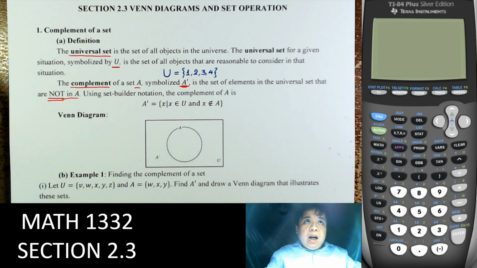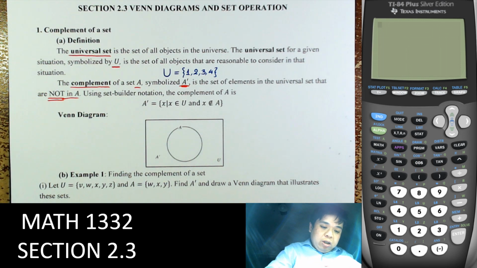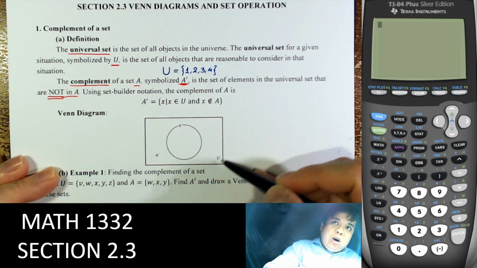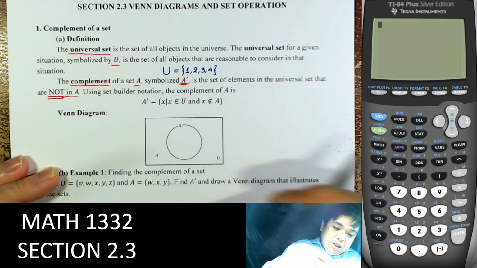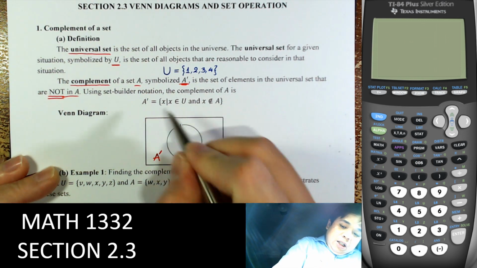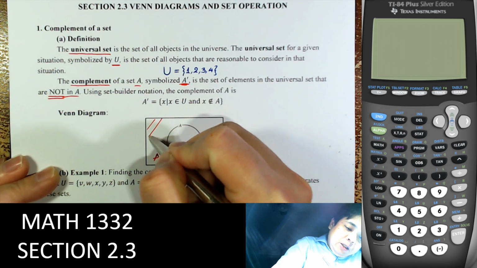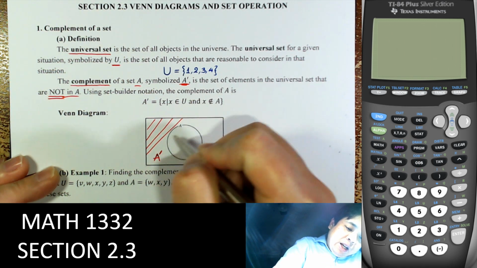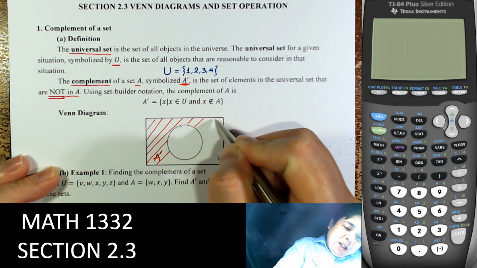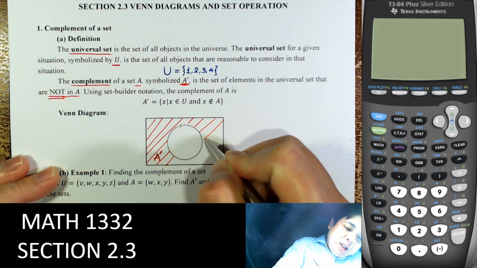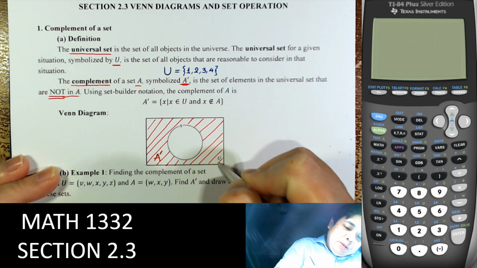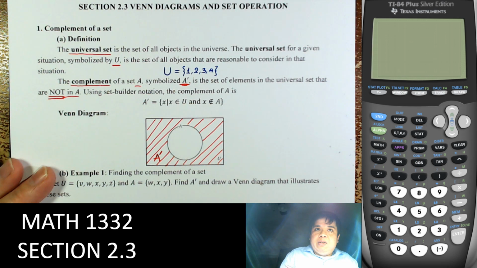If we use the Venn diagram, we denote it as follows. If we let the set A be everything in this circle and U be a square or rectangle, then the complement of A will be everything outside of A but in the universe. Of course, there's nothing outside of the universe. I should say the universal set. So that denotes the complement of A.